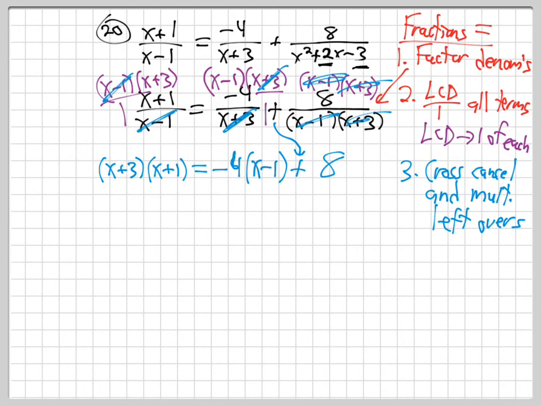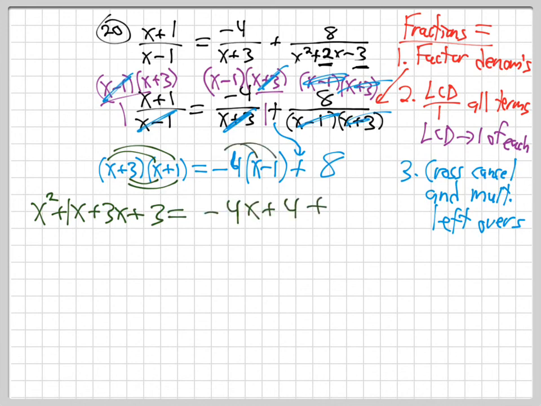Okay, let me pause there for a minute. Does everybody see what happened? Is that good? Now we have to multiply this stuff out. So we're going to get x squared plus 1x plus 3x plus 3. And here the minus 4 distributes. Minus 4x plus 4 plus 8. Try to keep the equals right there. Are you still with me?